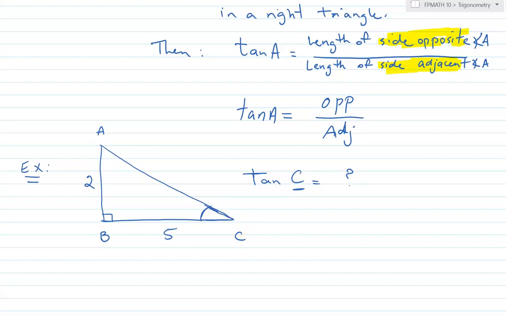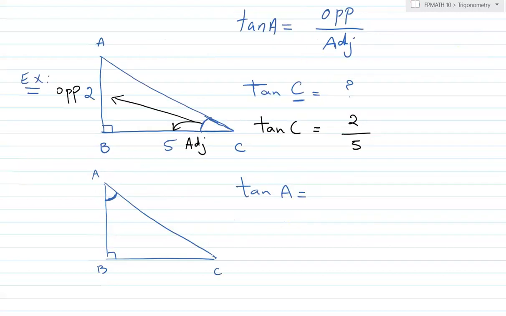First, what is the opposite side? Well, the opposite side is 2. What is the adjacent side? You can write down OPP right beside it. And 5 is the adjacent side. Great. So that's the adjacent side, that's the opposite side. Let's write up the ratio. We want to know what the tangent of C is. That would be 2 divided by 5. Simple as that. That is it. Nothing else.